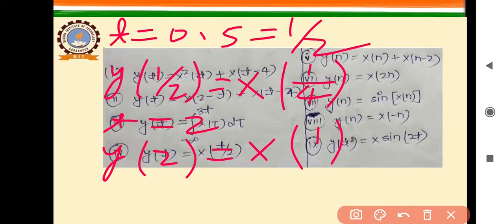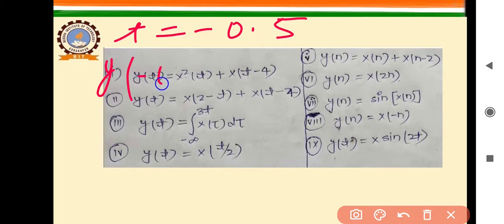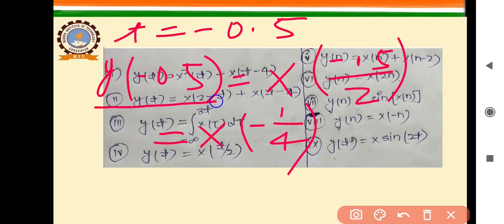Take another value of t. Suppose at t equal to minus 0.5, then y of minus 0.5 will be equal to x of minus 0.5 divided by 2, which will be equal to x of minus 1 by 4. Here we have minus 1 by 4, and y is at minus 1 by 2.